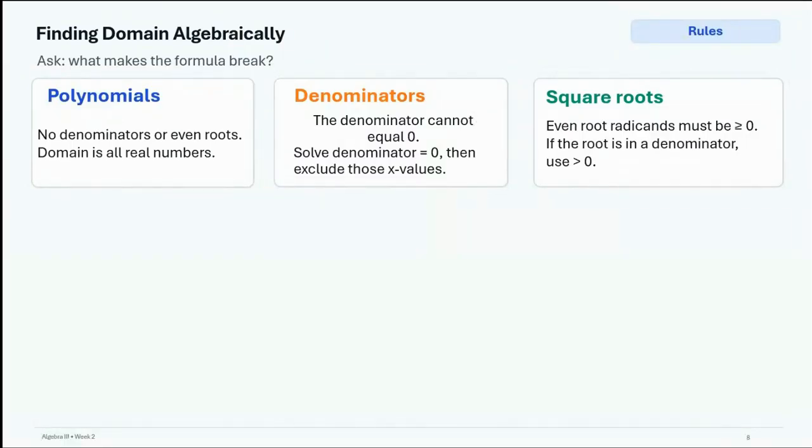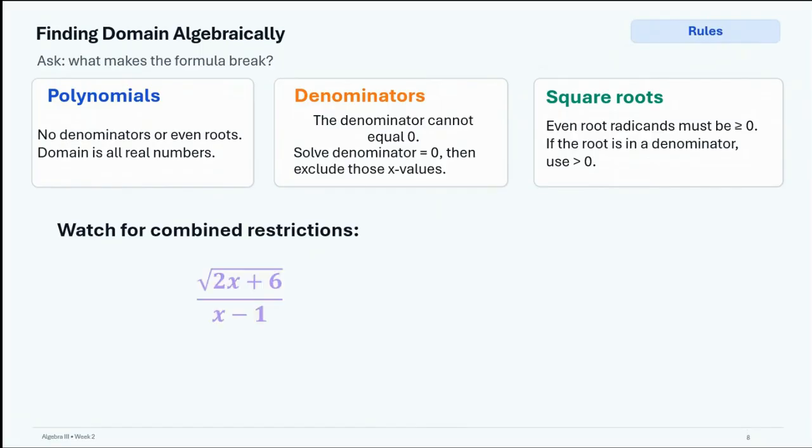And watch for combined restrictions. Like in this case, let's look at our rules up here. Obviously, the domain is not all real numbers because we have a denominator and we have a square root. So the first thing we see is the denominator cannot equal zero. So we have to solve for this equal to zero. I'm going to put this in the notes as well so we can go through this step by step on paper. It's easier to do this on paper than writing all this with a mouse.